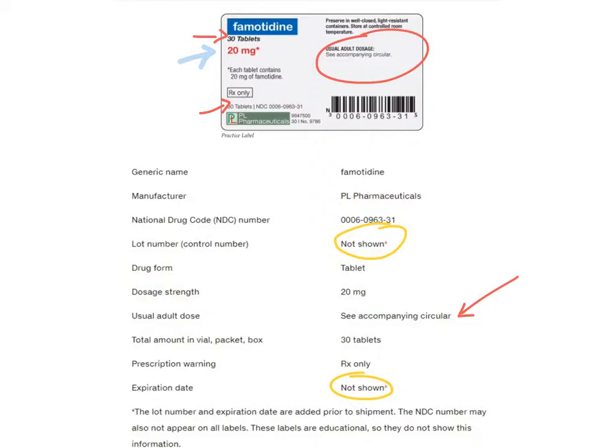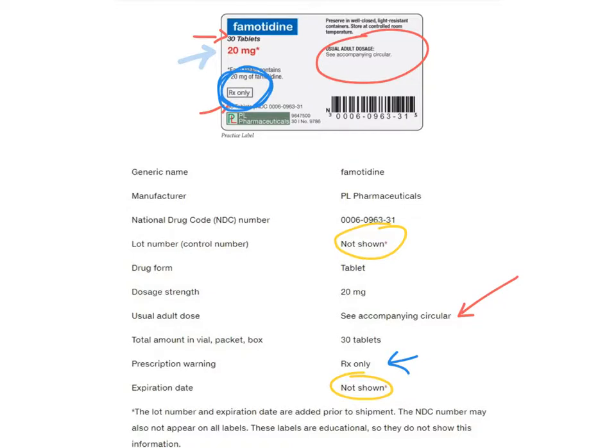And then, like I showed you guys before, prescription warning means that it is available by prescription only. And you can see right there in the middle of that label, it says RX only, and that's how that is indicated. RX just means prescription, so that means that it's available by prescription only. So nobody can just come into the pharmacy and get that whenever they want. They have to have a prescription for it.